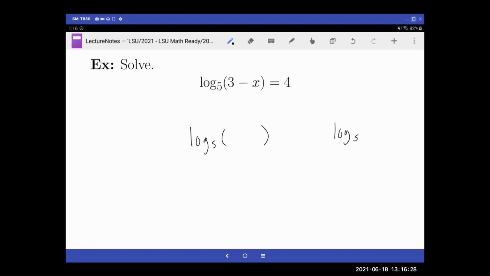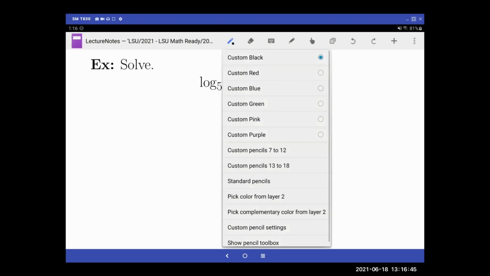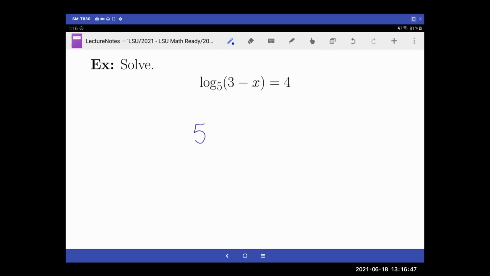So the idea was that we added log base 5 because then log base 5 and exponential base 5 will cancel out. Okay, but if I already have a log base 5, what I could do is make the left side and the right side of the equation my exponents, and I'll make 5 the base. So this becomes my exponent. This becomes my exponent.